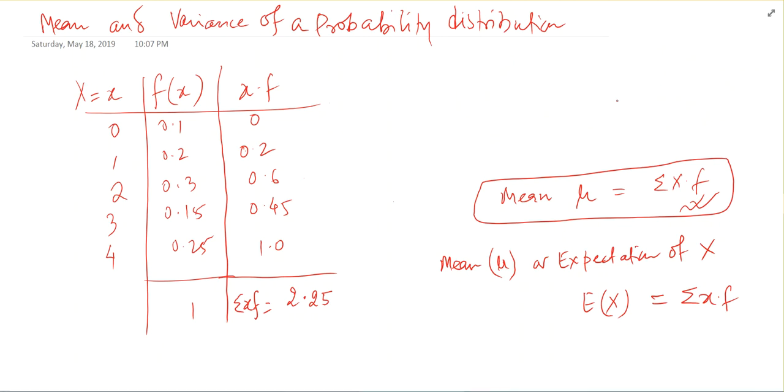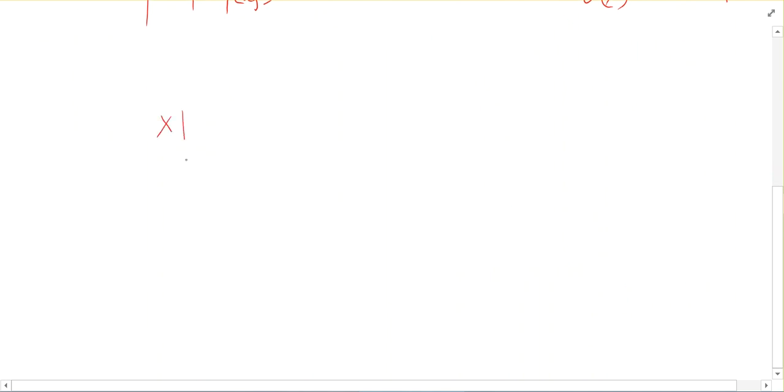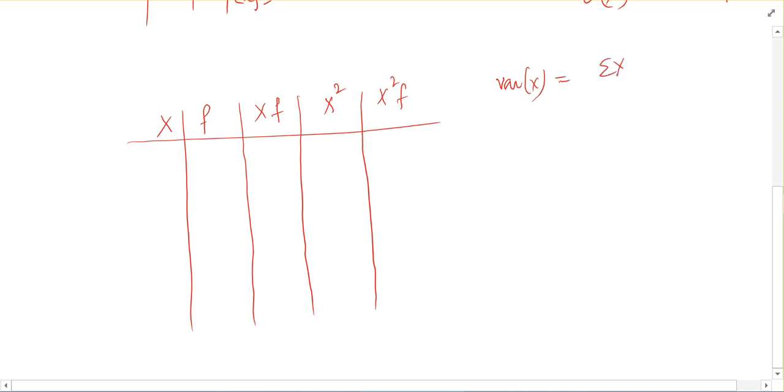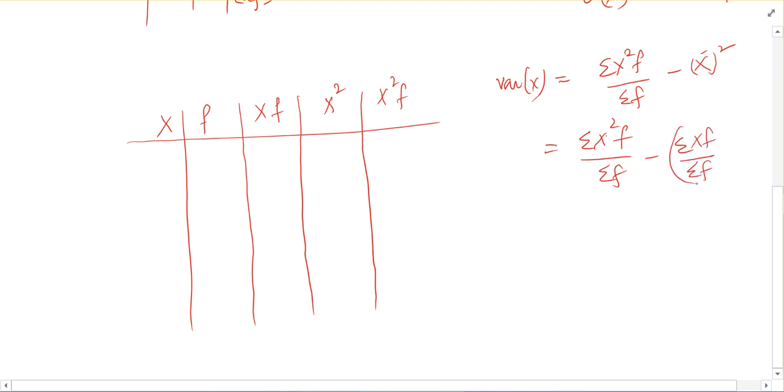Now we will see variance. Variance. What was the variance in a frequency distribution? Variance, not root. Root was for standard deviation. Variance of x in a frequency distribution was sigma x square f upon sigma f minus mean square. So it will actually be sigma x square f upon sigma f minus sigma xf by sigma f, whole square.